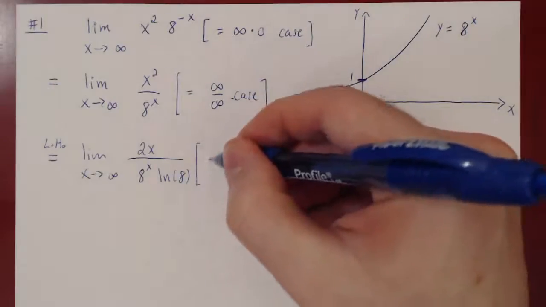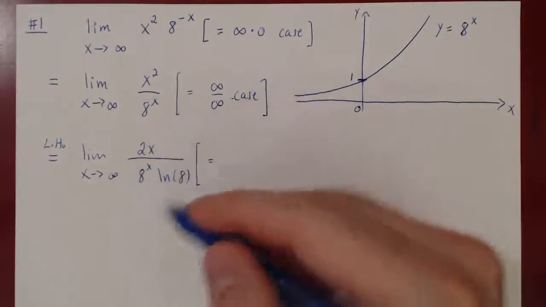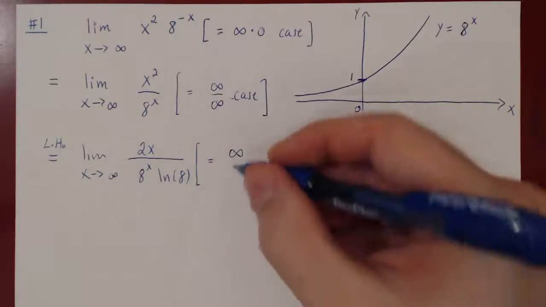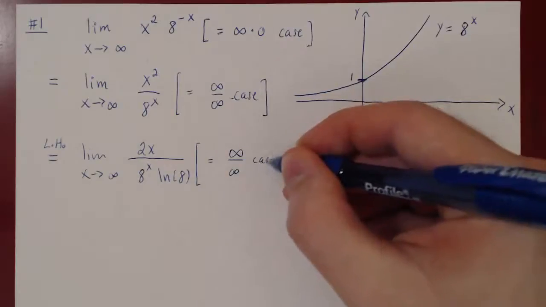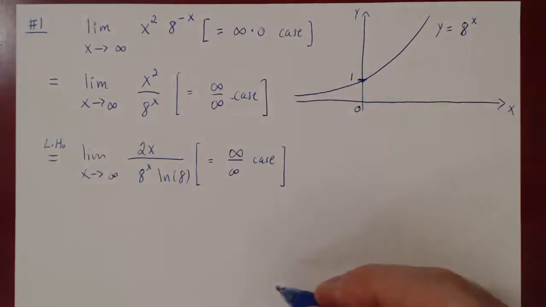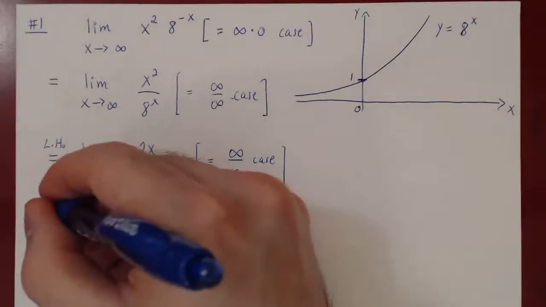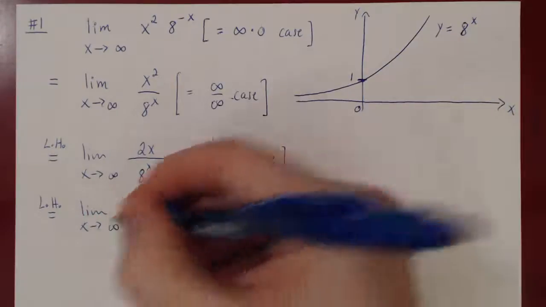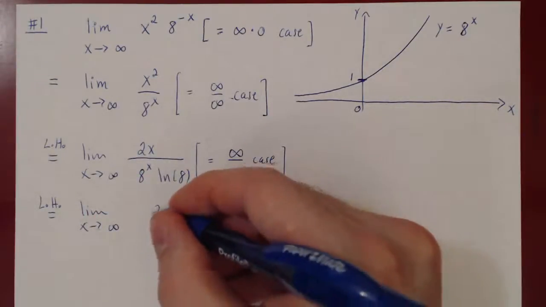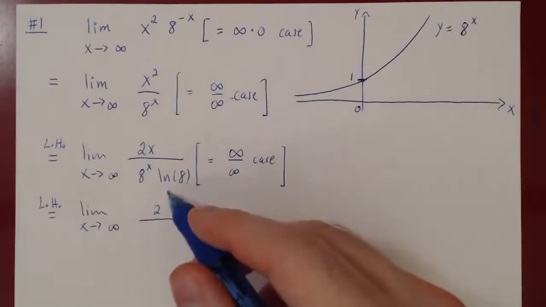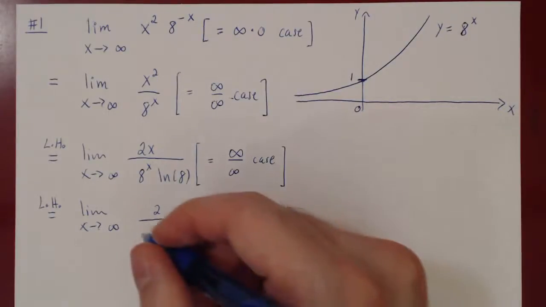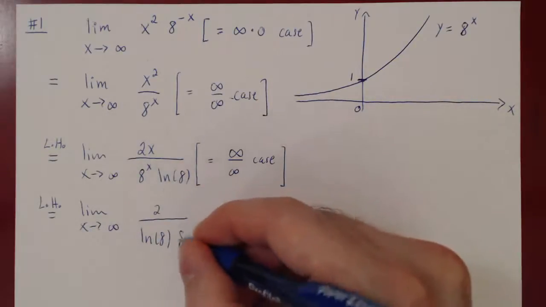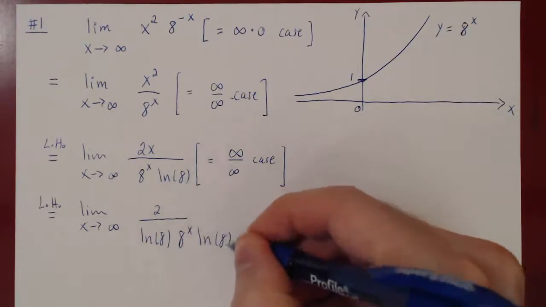We look at the case that we're in. As x goes to infinity, 2x goes to infinity. 8 to the x goes to infinity, ln of 8 is a positive number, so we have infinity over infinity again. We can apply L'Hopital's rule one more time. The derivative of 2x is 2. Over ln of 8 is a constant multiple of 8 to the x, so it will stay ln of 8, times the derivative of 8 to the x, which we know as before is 8 to the x ln of 8.